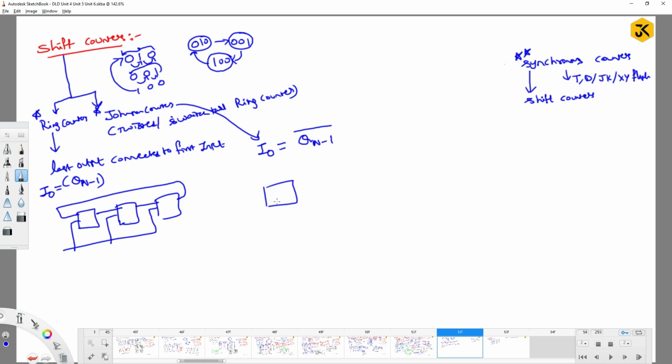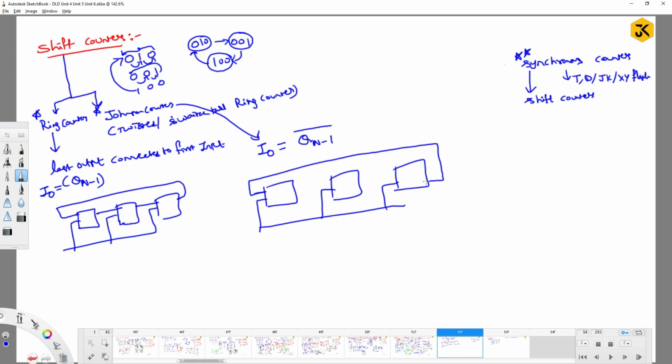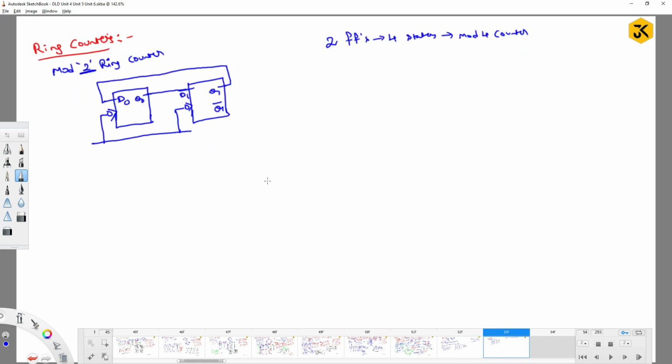But coming to the Johnson counter, the input of this one is connected by the complement one. So this is Qn minus 1 bar. This will be connected, not Qn minus 1. Okay, fine. And the remaining things are all as usual. That is the difference between the ring counter and the Johnson counter. Now coming to the implementation part once again.